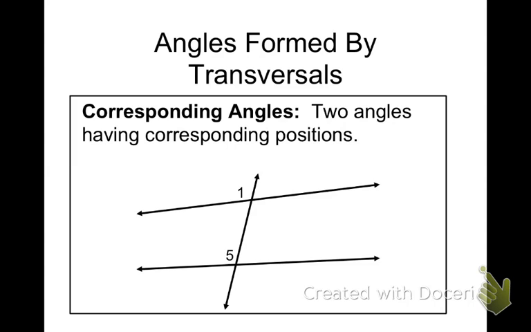All right, so our first type of angle relationship, Dominic, stop. Didn't even look at the tire. Our first type of angle relationship is what's called corresponding angles.